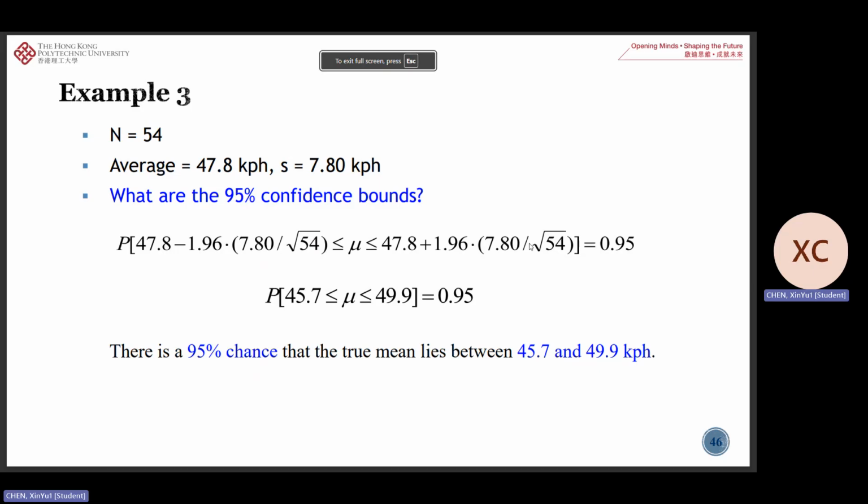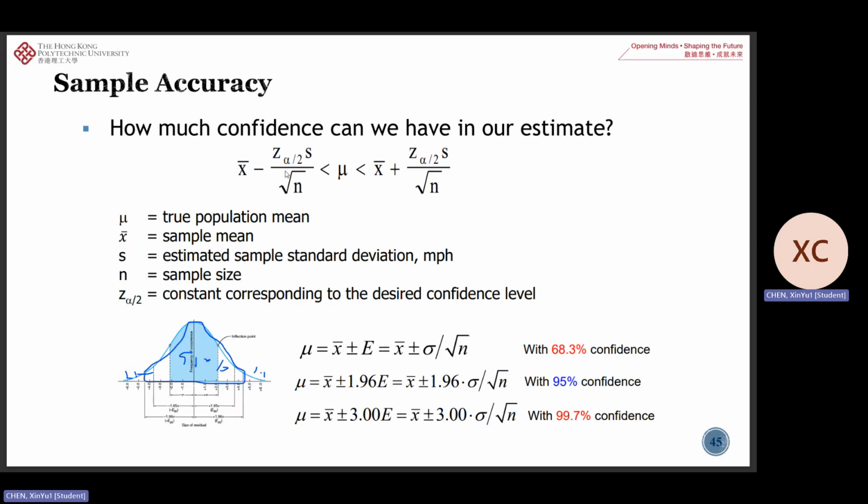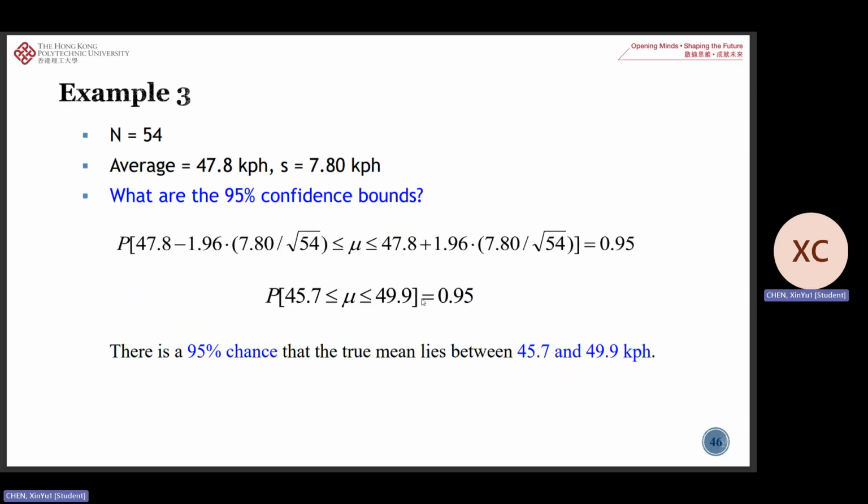Okay, in this example, we can also solve a mathematical problem. n equals 54, the average is 47.8 kilometers per hour, and S is 7.80. What is the 95% confidence interval? Then we can calculate here, here, and here, and then minus and plus will be different. I assume you are already very familiar with this equation, maybe from high school or bachelor's level, so I will just quickly pass over it. The remaining thing is just mathematical calculation. So in this example, the 95% confidence interval for this average is between 45.7 and 49.9. Okay.